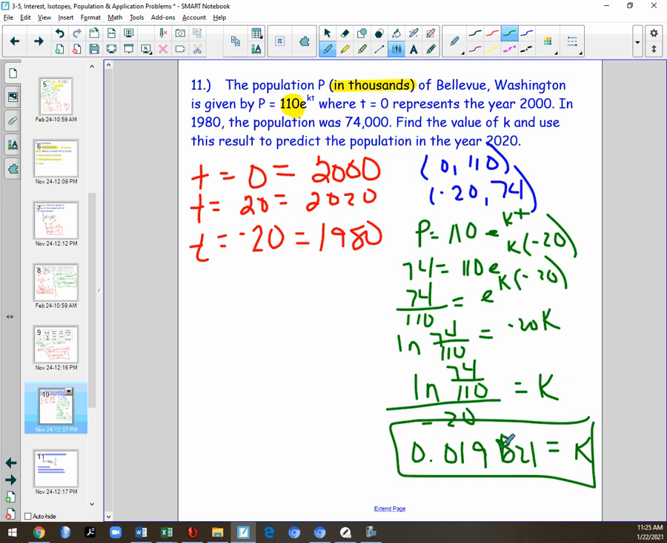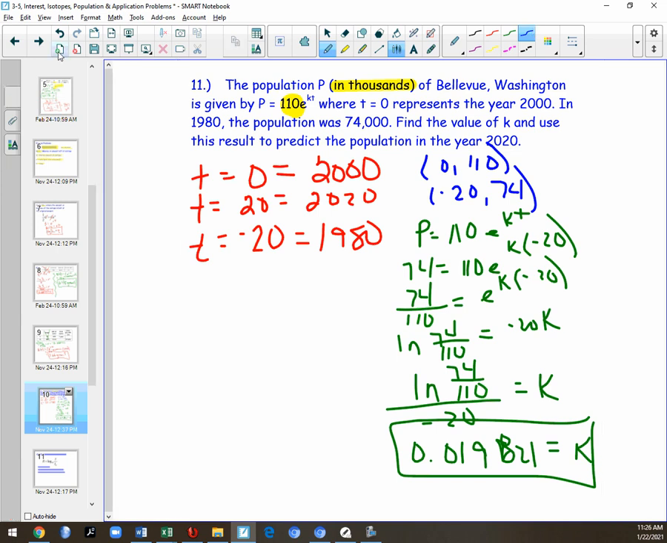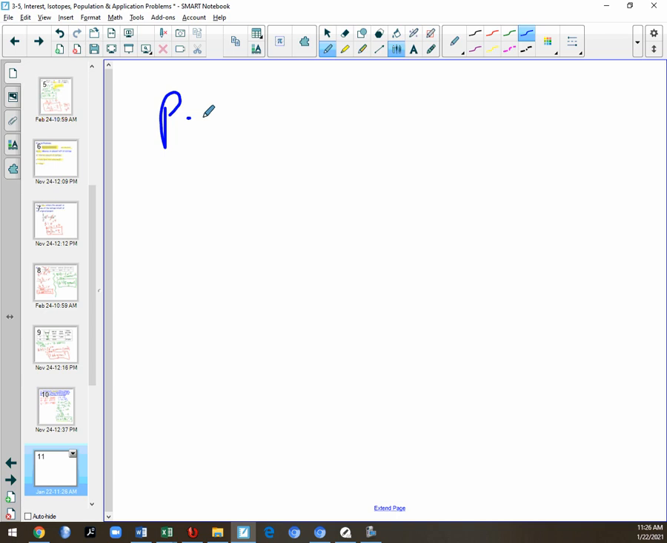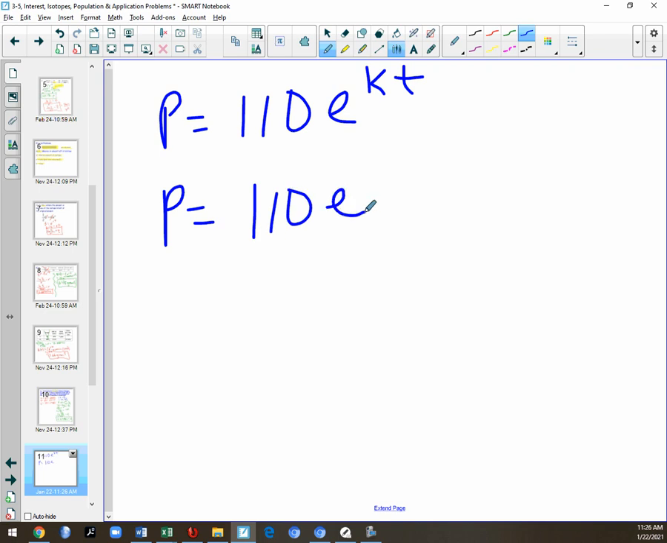Okay? Now we're going to use that information and we're going to actually do a prediction, because our formula now is going to be P is equal to 110 e to the kt. That is our original formula. I want to find the population. My K is going to be 0.019821, and I want for the year 20. Why? Because that's 2020.